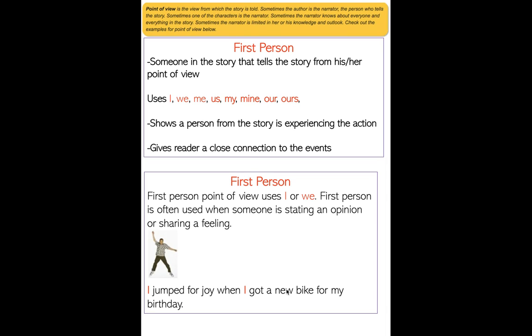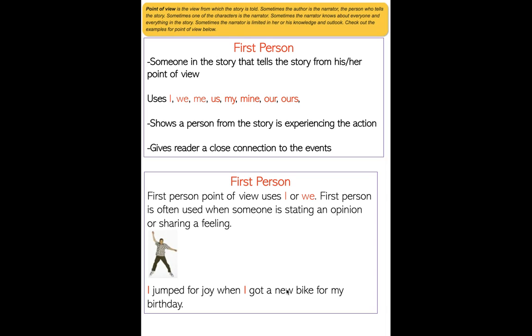So first person is someone in the story that's telling the story. So it says they use I, we, me, us, my, mine, our, and ours. It shows a person from the story is experiencing the action. It means that they're going through it. They're the person in the story that it's happening to. So in Me and Uncle Romy, James says, oh, my birthday is ruined. So you know that when he's talking, it's him that's the narrator. It's happening to him, so it's told in first person. All right. So it makes it possible for you guys to connect to what's happening in the story the way that the narrator is reading it.